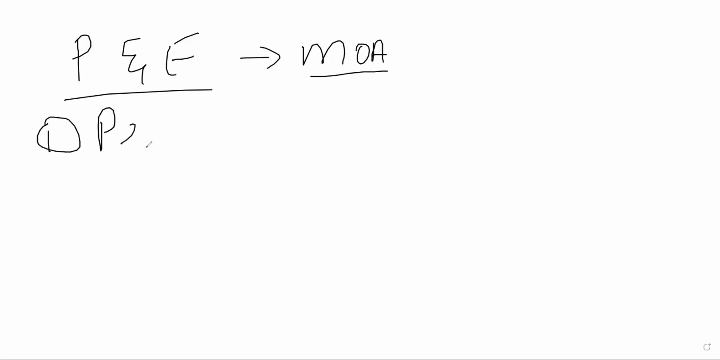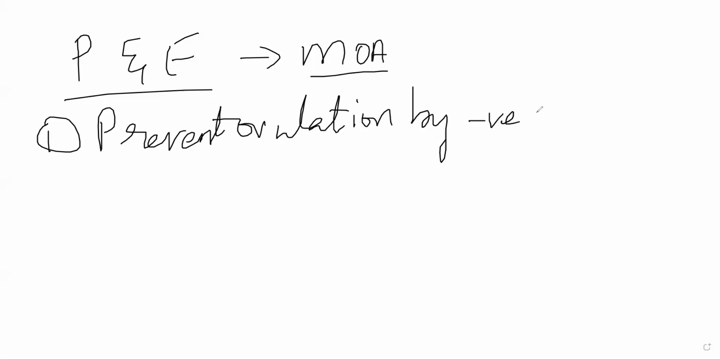Now, if we talk about the mechanism of action of these drugs, there's a broad underlying mechanism of both of these drugs. First of all, they prevent ovulation by negative feedback. Now, what does this mean? Let us suppose this negative feedback is occurring on your hypothalamus. Negative feedback occurs on your hypothalamus to a certain degree. It also occurs on the pituitary. It depends on what is acting.